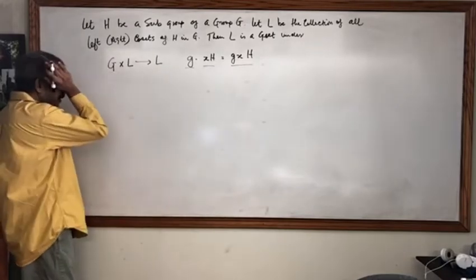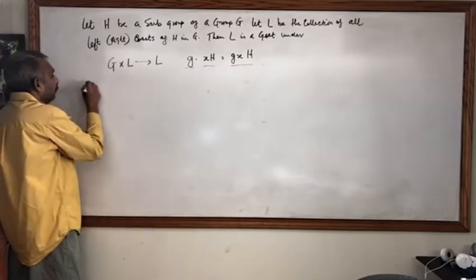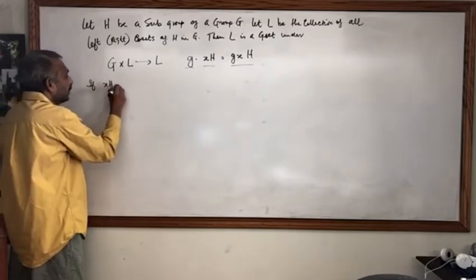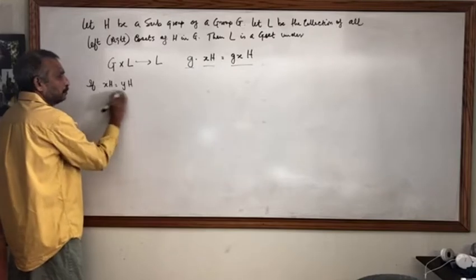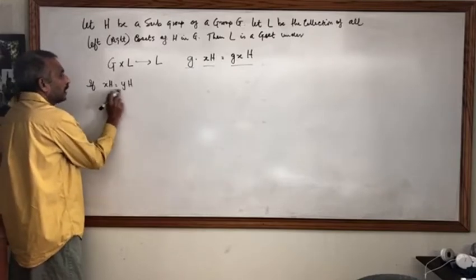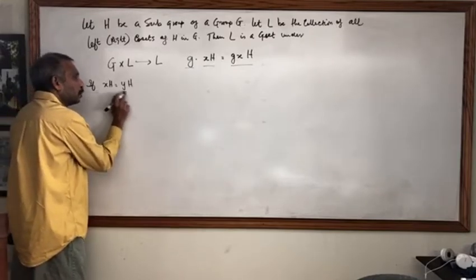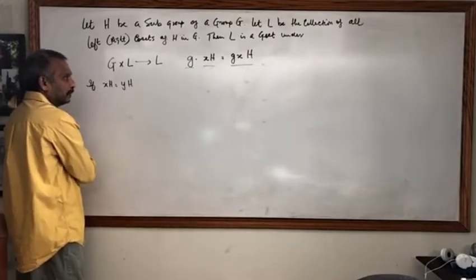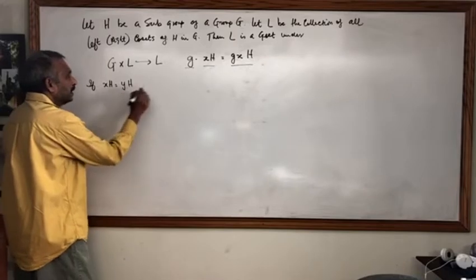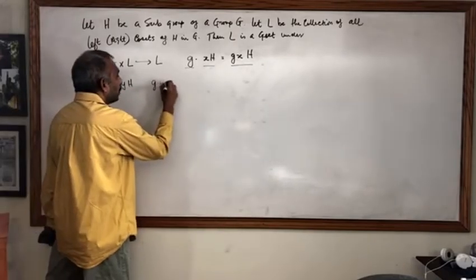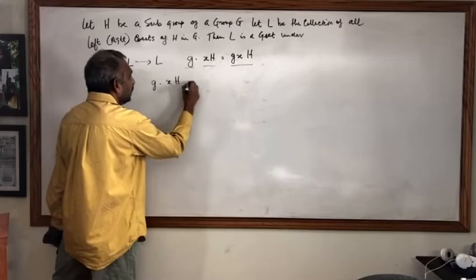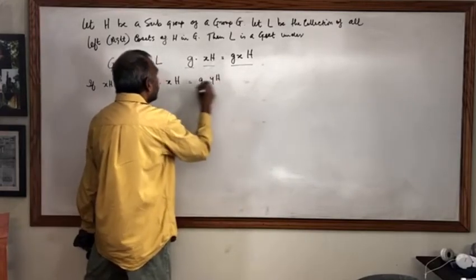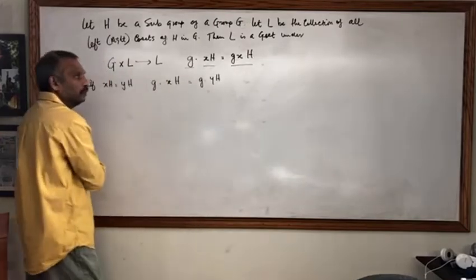Meaning, if xH is equal to yH, this is possible because x and y are representatives of that coset. If you take any two representatives, then we need to show that g operated on xH is equal to g operated on yH. Then only this definition goes well.